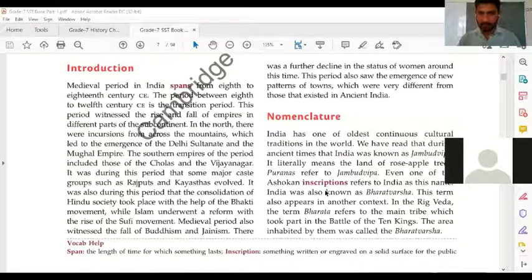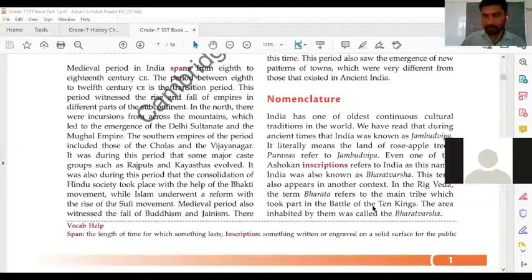Ashokan inscriptions. You must have learned about Ashoka. अशोका ने जो inscriptions लिखीं, inscription होता है something written and engraved on a solid surface for the public, जैसे किसी स्टोन के ऊपर खोद कर लिखा हुआ, it is known as inscription. अशोक किंग ने बहुत सारी इंस्क्रिप्शंस लोगों के लिए लिखीं, तो उनको हम बोलते हैं अशोकन इंस्क्रिप्शंस। अशोकन इंस्क्रिप्शंस के हिसाब से कहीं कहीं इंडिया को जम्बूद्वीप बोला गया है, and in some books it is known as Bharatvarsha.